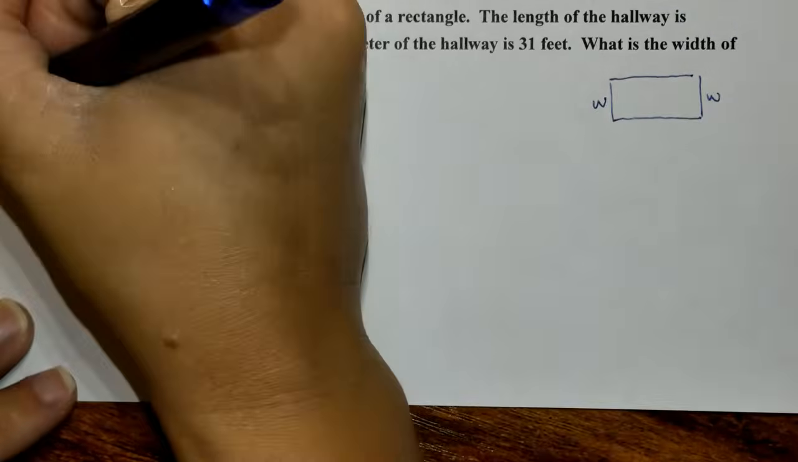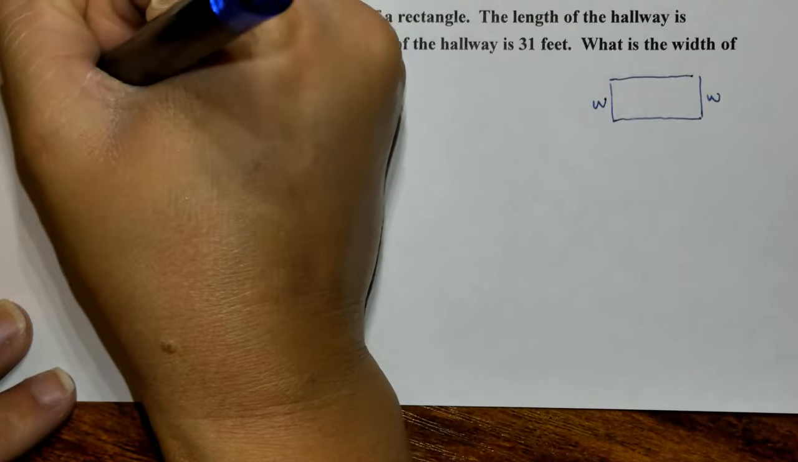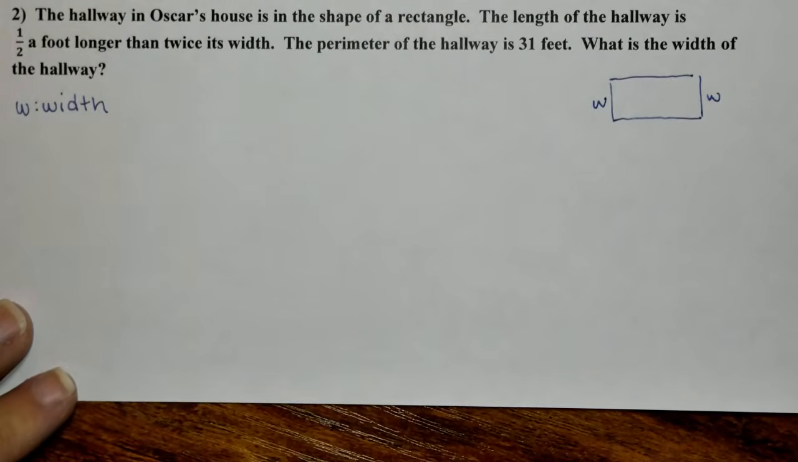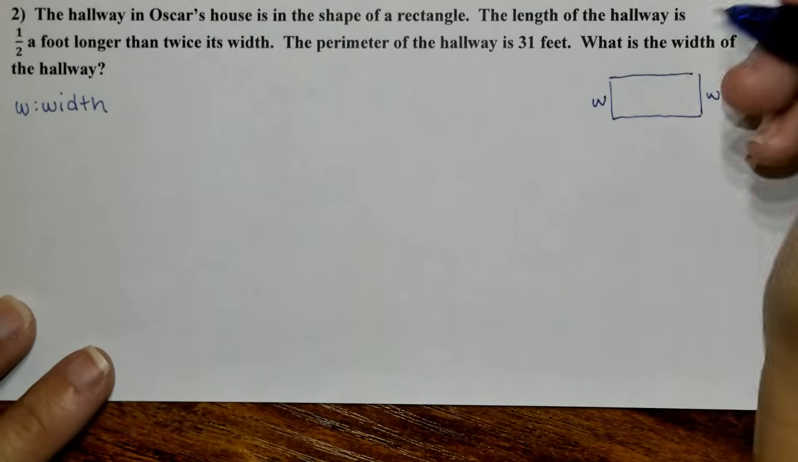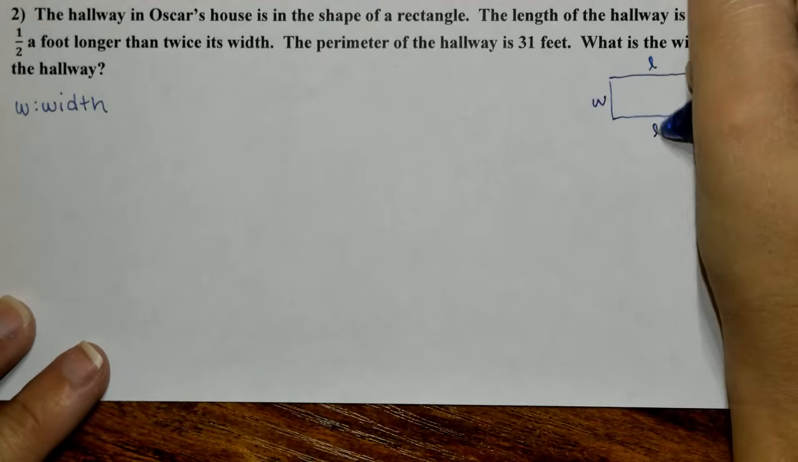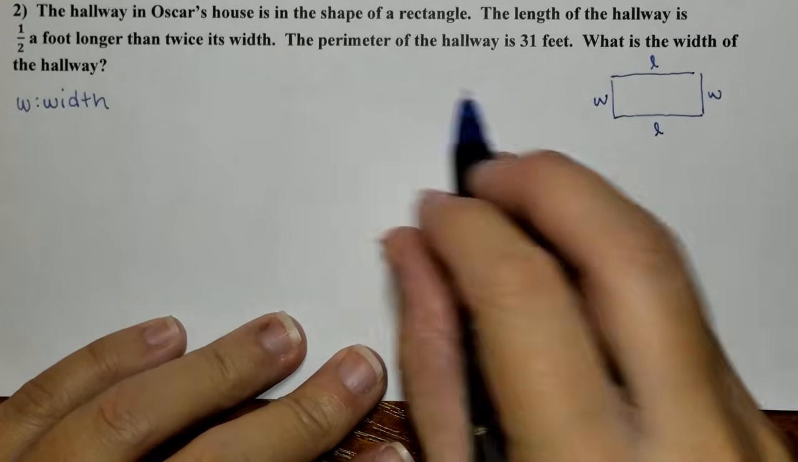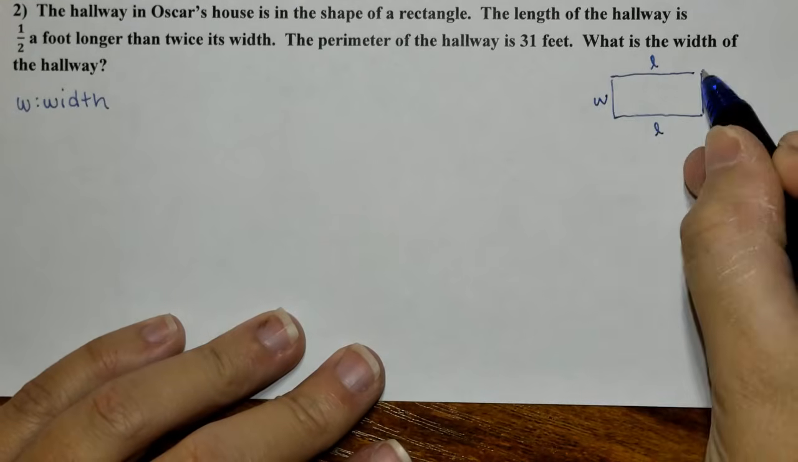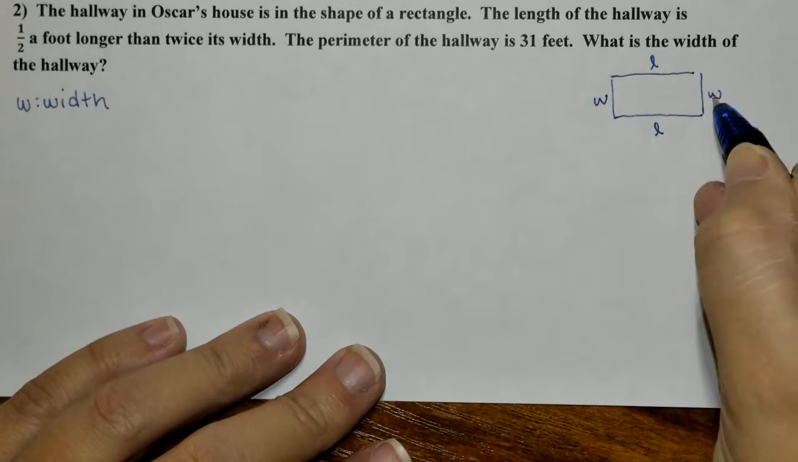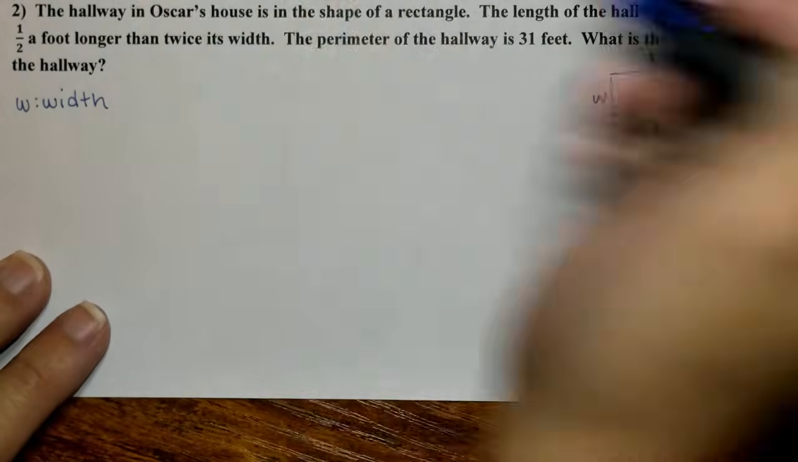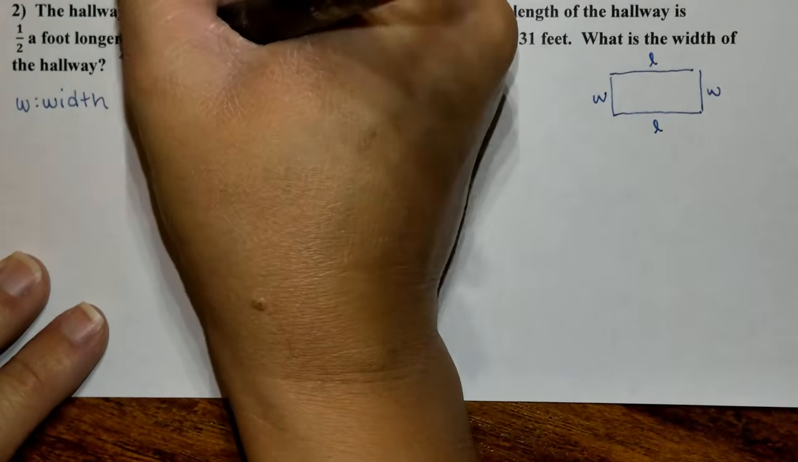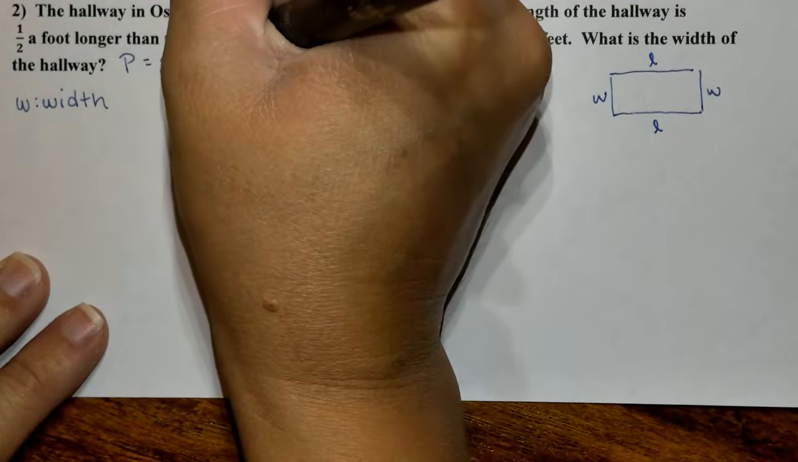All right, so I'm going to say W is going to represent width. That's step 1. Identify your unknown and assign a variable to it. Okay, now we know that we're also talking about length. Okay, and that perimeter, we're given the perimeter is all the sides added together. So width plus length plus width plus length. All right, we actually have a formula for that. Our formula that we're going to use is perimeter equals 2 times the length plus 2 times the width.